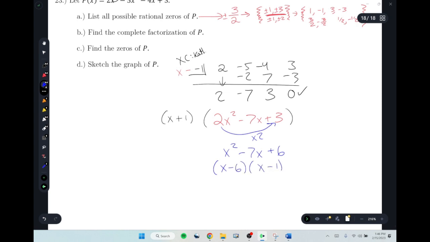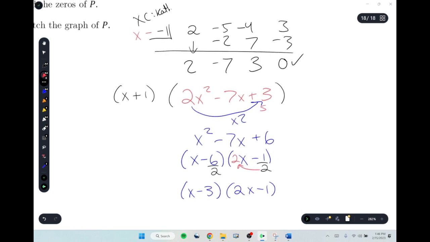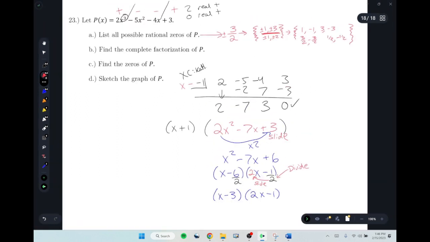Oh, it worked. That's why I like slide and divide so much, because that's so much easier than the quadratic formula, to me at least. It might not be to everybody. X equals 6, divide by 2, divide by 2. X minus 3, 2x minus 1. That's the third slide, right? You've got slide, divide, slide, and you still got your x plus 1 hanging out. That's the complete factorization, right?